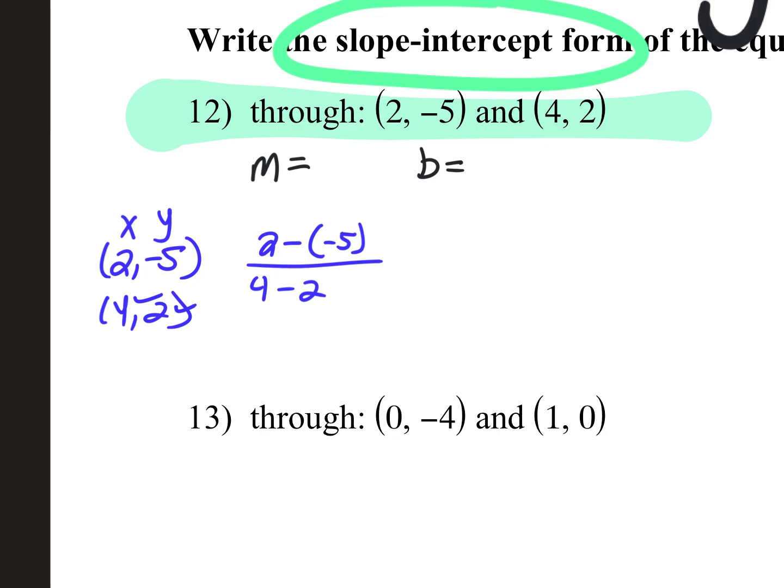So on the top, guys, what happens when you have 2 minus a negative? Becomes plus. So you have 2 plus 5 is 7 over what's 4 minus 2? 2. So what is your slope? 7 over 2.